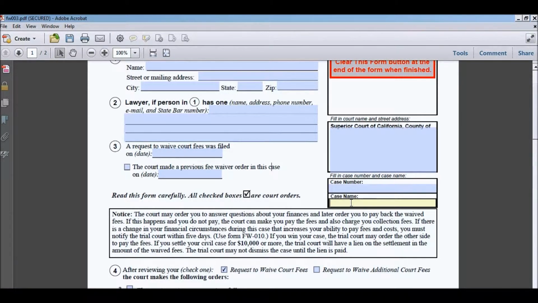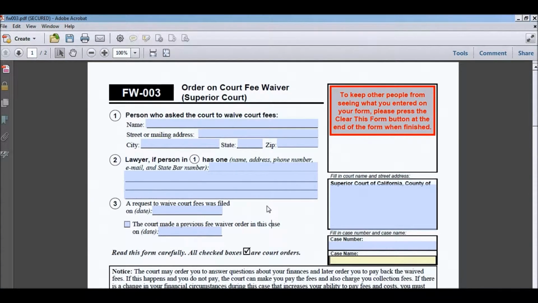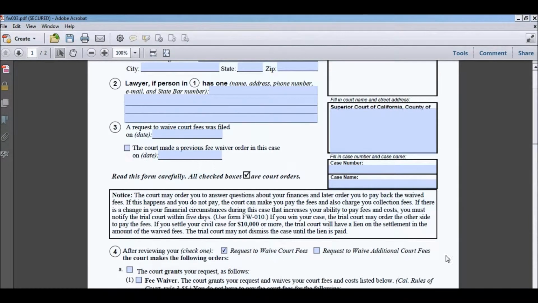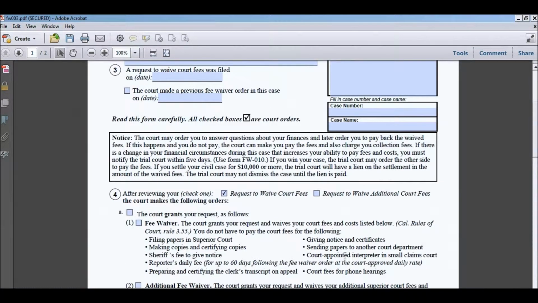So that's actually all that you really fill in on this form. This form's actually quite different than the FW001 form that way. So before we imagined a vertical line going down the middle of the page, in this case, let's imagine a horizontal line going across the page. And everything above that line you fill out, but everything below that line you don't. Because below the line is what the court actually uses to decide what happens to your fee request.